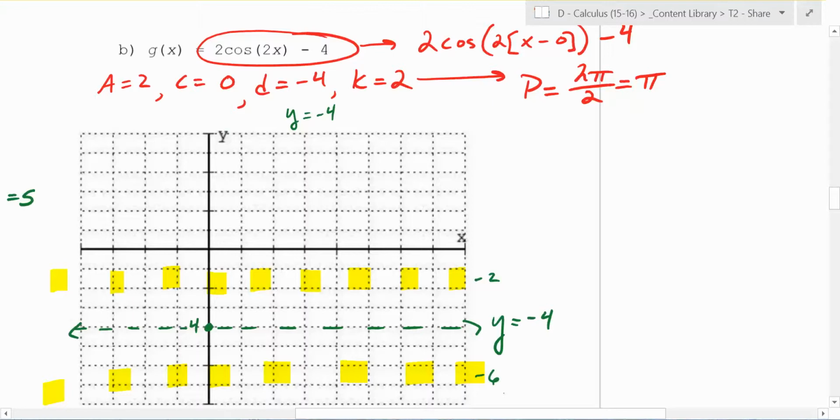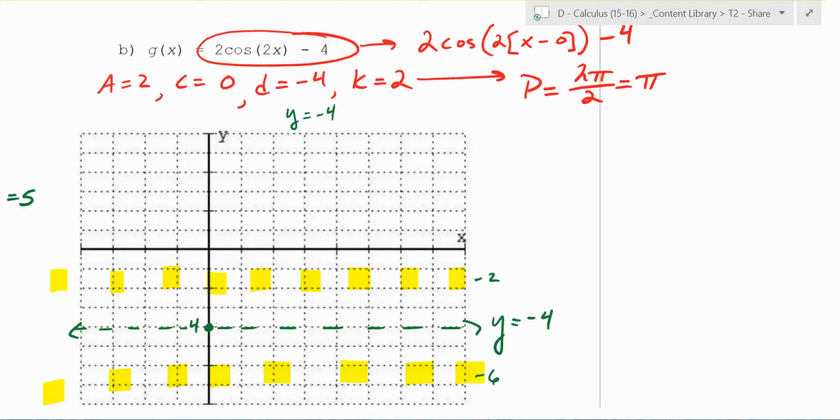Does it shift left and right at all? No. So do we know where it's going to start? Yeah. Careful. This is cosine, right? Where does cosine usually start? At the top. So where's it going to start now? At the top, at the -2. And we can figure that out too because we can plug it in.